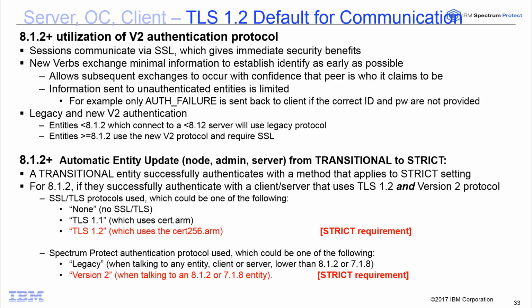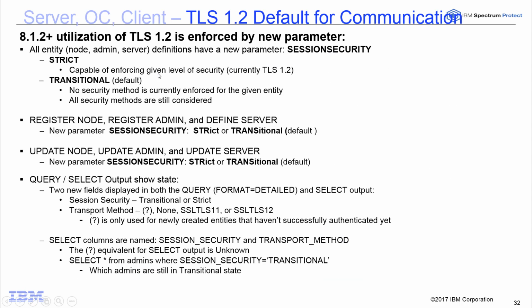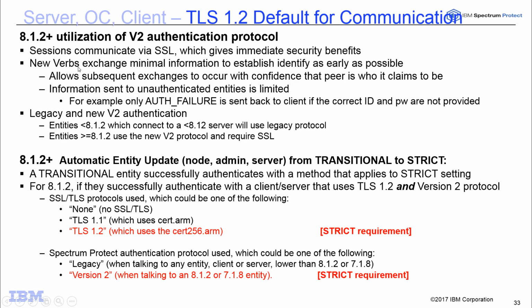So here you can see with the SSL-TLS protocols, as long as we are utilizing TLS 1.2, which is the CERT 256.ARM certificate, then we've met the strict requirement. And with the authentication protocols, as long as we're utilizing version 2, and that would be when we're talking to 8.1.2 or 7.1.8, then we've met the strict requirement. And so once both of these strict requirements are met, you will see the session security being updated from transitional to strict. And now anybody who tries to communicate with that entity has to be also at that strict level.